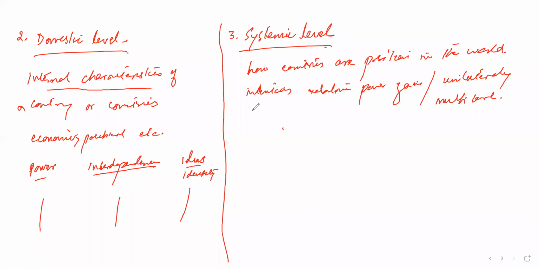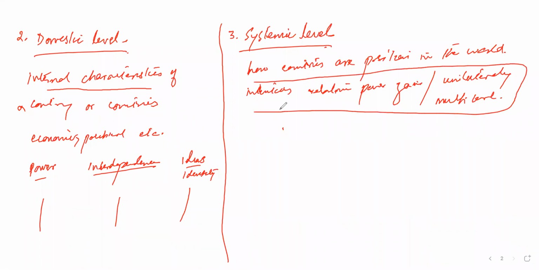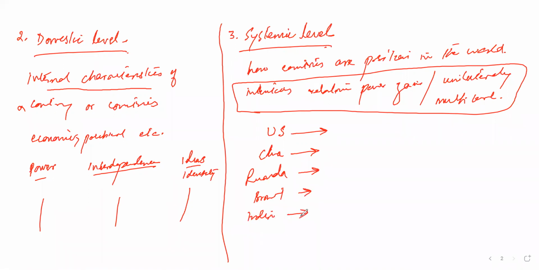All these things are dependent upon how those countries are positioned in the world. United States, China, Rwanda, Brazil, India, their positioning in the world would determine their course of action.